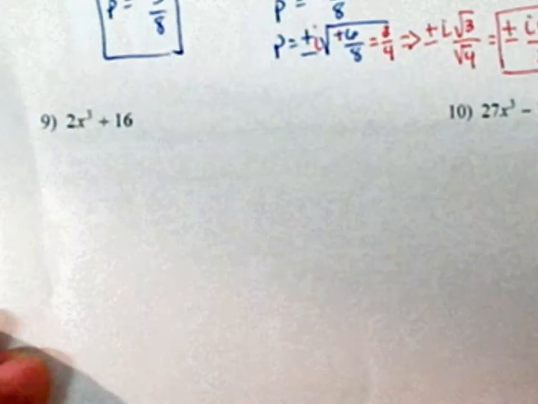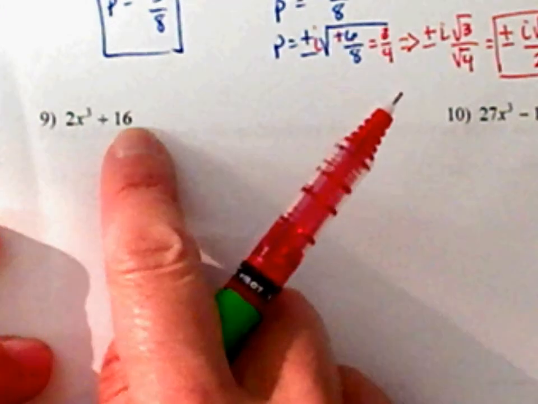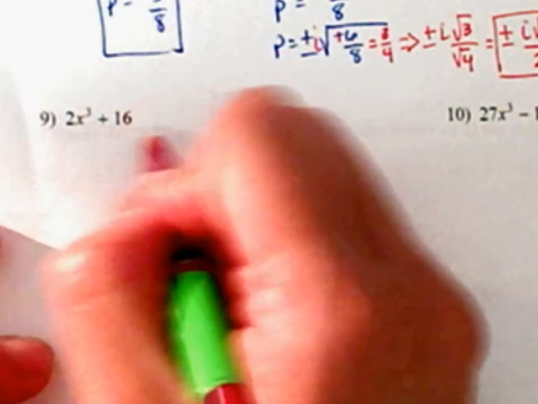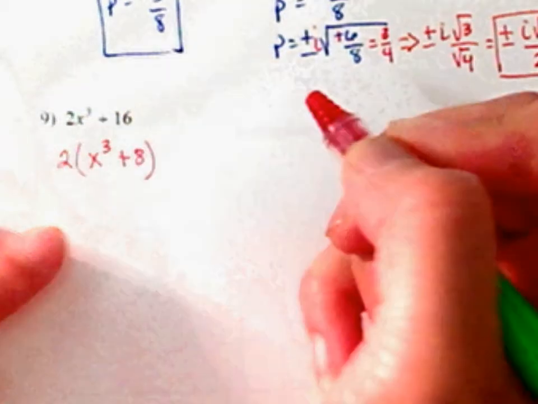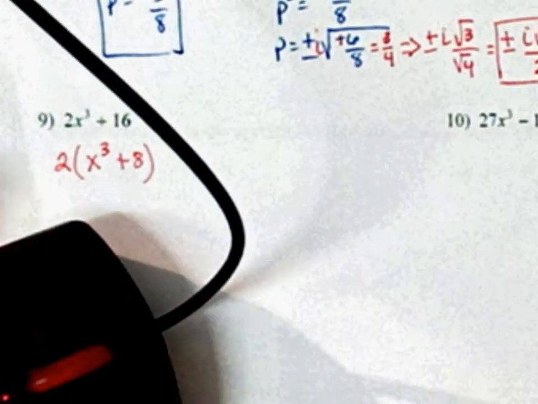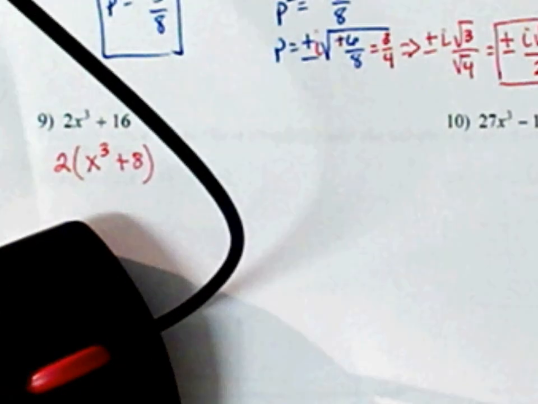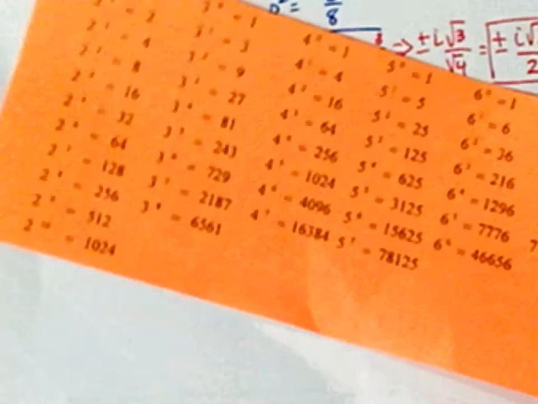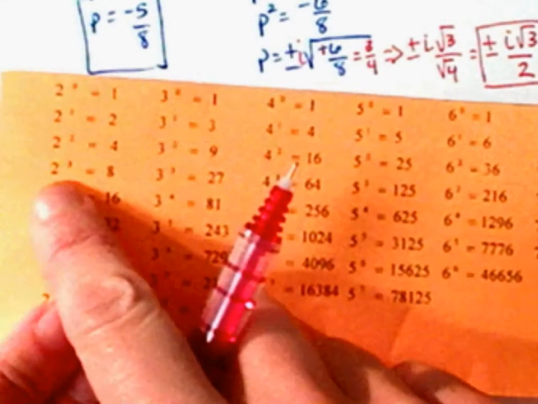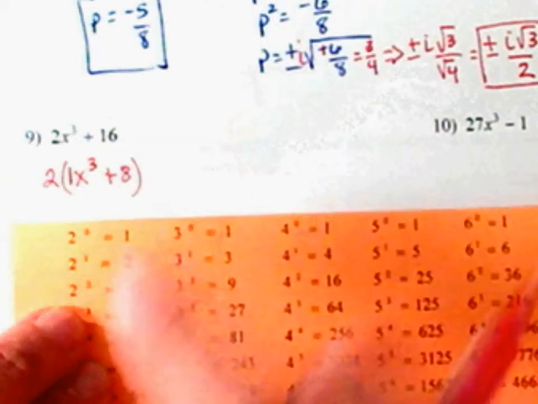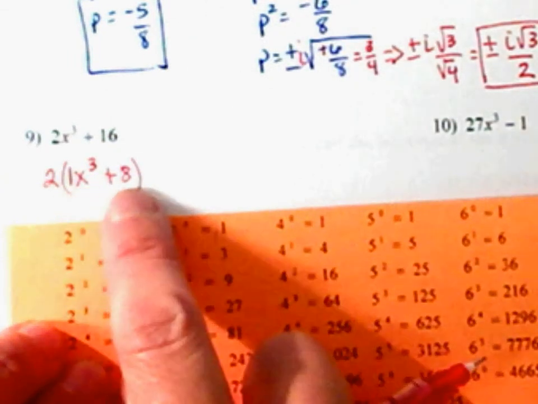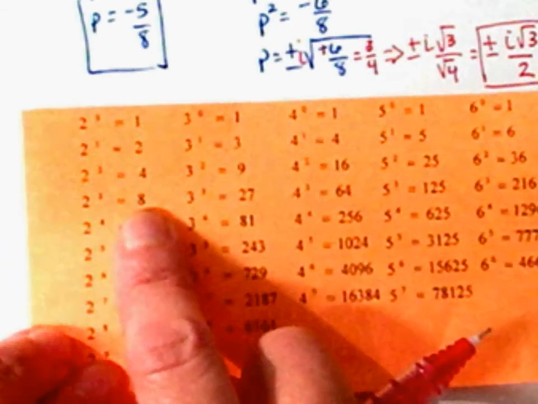Number 9. This time you have 2 terms. You need to see if it's a perfect cube. Before you do, see what these two have in common. I'm going to factor out a 2, so I have x to the 3rd plus 8. Okay? Use this sheet if you need to. See the cube root? Look all the way across, okay? The number in front of this is a 1. So is 1 a perfect cube and is 8 a perfect cube? Right there. If it is, you're going to take a cube root.